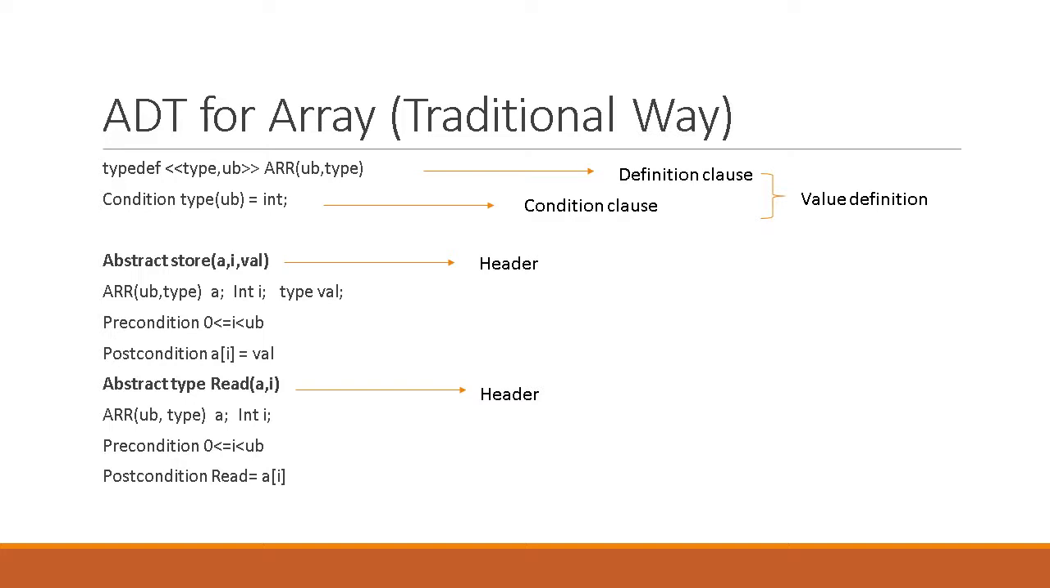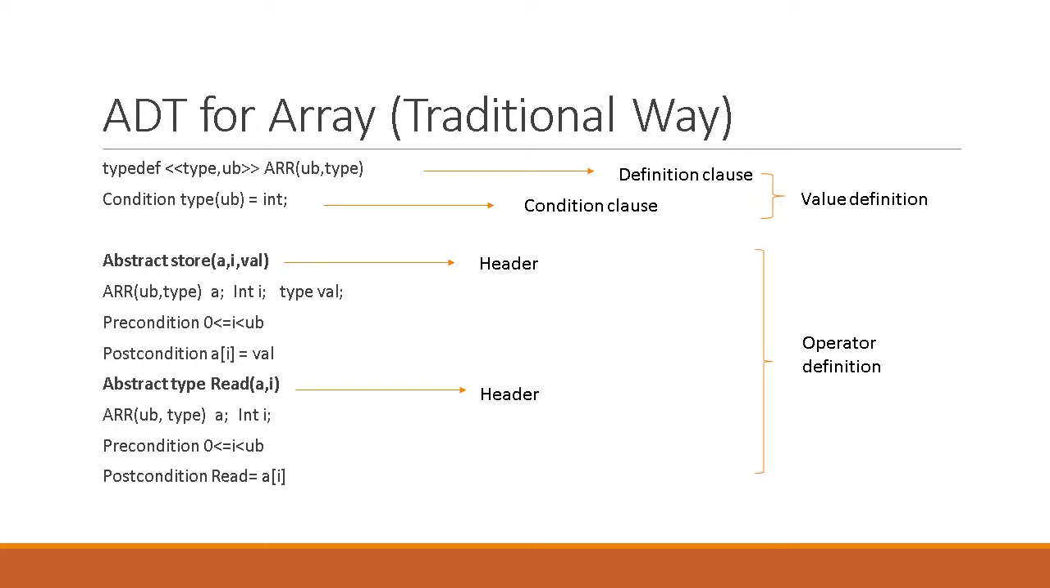Same when I am reading: I give the array I want to read, and the index, meaning at what index position I need to read the value. Again the precondition is that the index should be between 0 and the upper bound. The postcondition is that it is going to return a of ith position. Here you can see the return type first, then the name of the function, and these are the parameters specified in the header file.